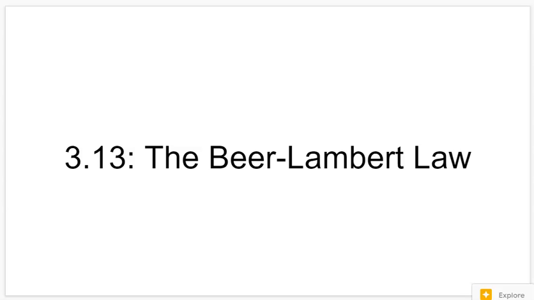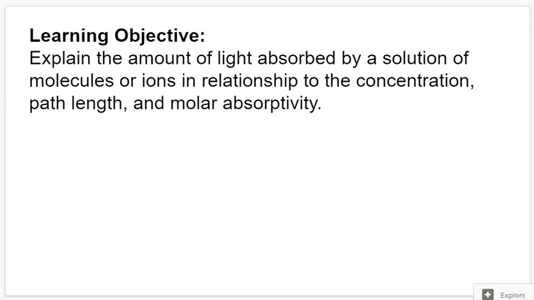Hello, AP Chemistry students. This is section 3.13, which is the last in Unit 3, on the Beer-Lambert law. Our learning objective here is to explain the amount of light absorbed by a solution of molecules or ions in relationship to the concentration, path length, and molar absorptivity.